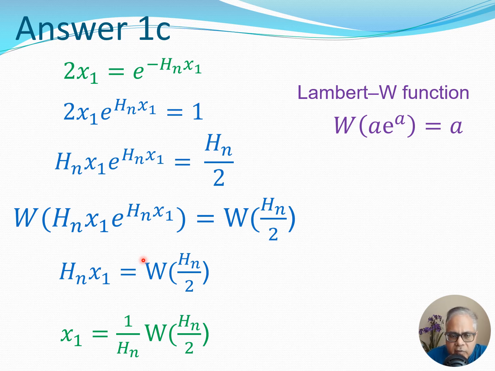It becomes simply hn x1, and the right hand side becomes W of hn by 2, and so I obtain a closed form solution of x1 as 1 by hn W of hn by 2. Now this closed form is going to help me depending on the different cases I have.